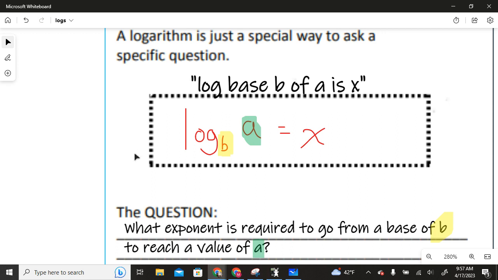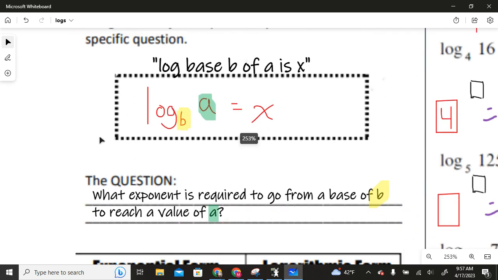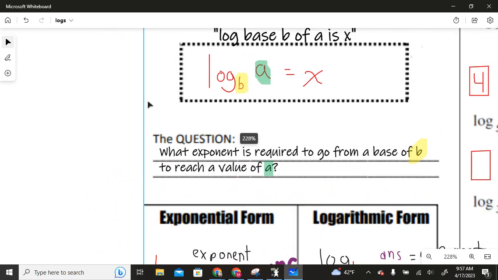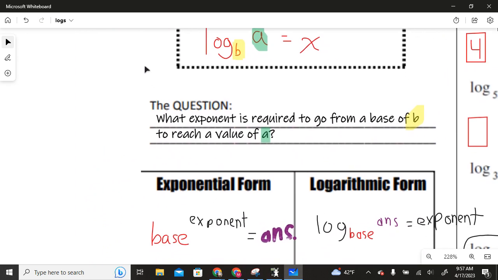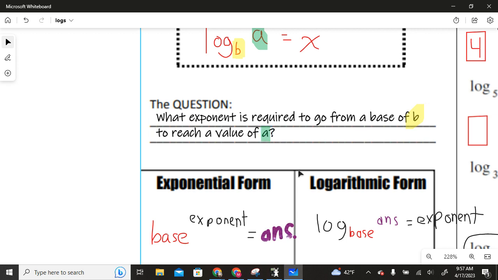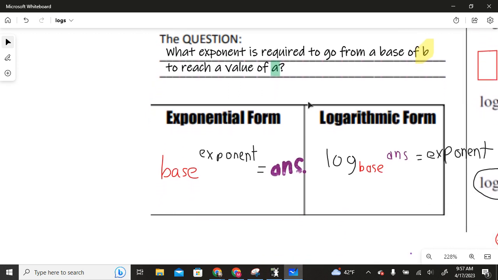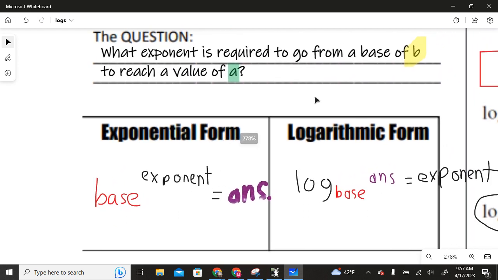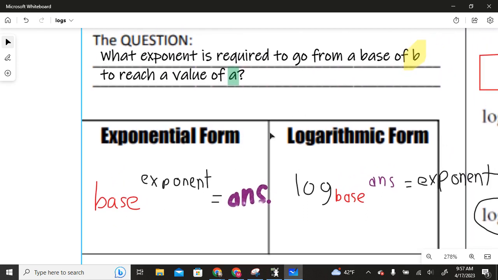All right. Now, the main question for us is: what exponent is required to go from the base of b to reach the value of a? Now, to get a little further in this, we've got to know what these two forms are for logs so we can go back and forth and answer that question.